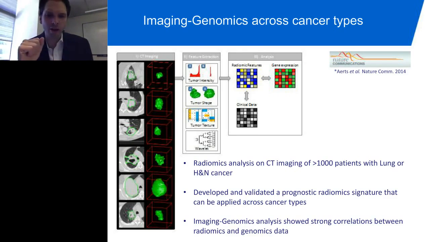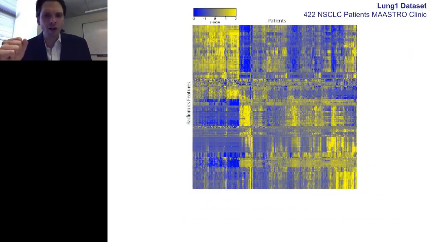For a subset of these patients, we also had gene expression data, and we wanted to assess the correlations between the radiomics and genomics data. So this was one training cohort that we used of 422 non-small cell lung cancer patients that were treated at Maastro Clinic. So this is a clinic in the Netherlands.